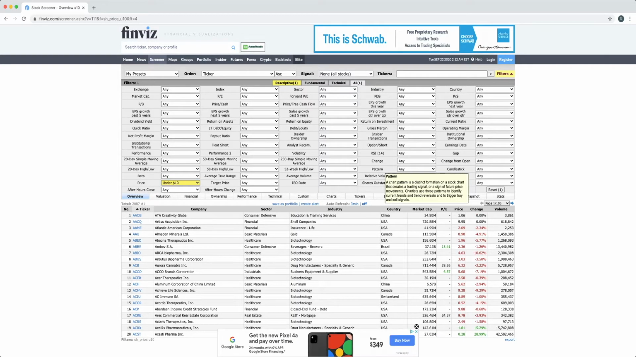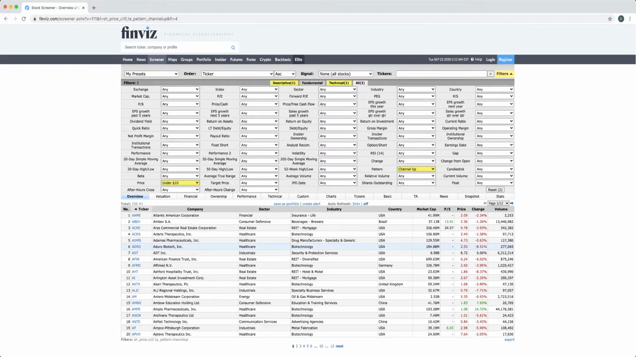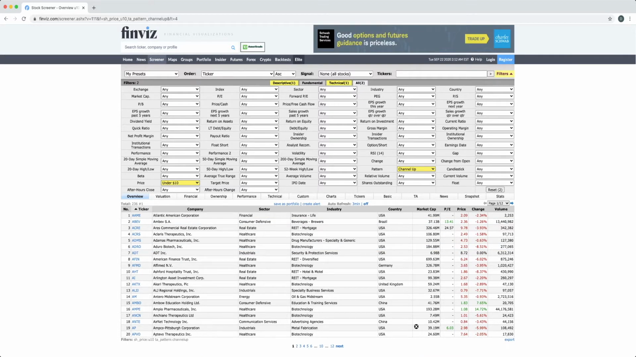Next, I want to check here for a certain type of pattern. The pattern that I'm going to be looking for in a swing trade is going to be a channel up. This also means trending up. So now we have 236 stocks to choose from, and we still want to narrow that down a little bit.